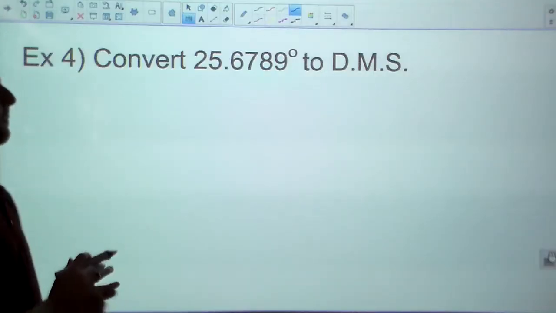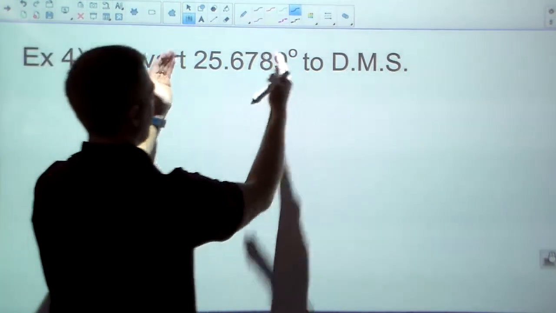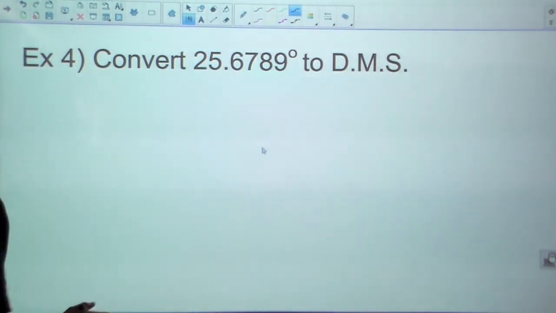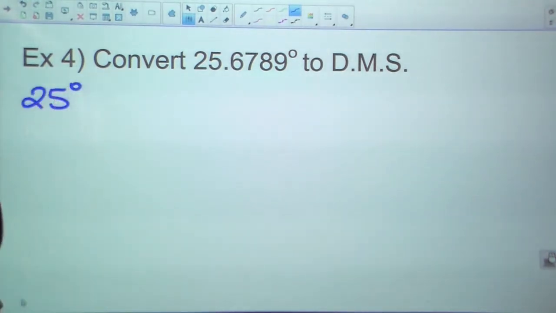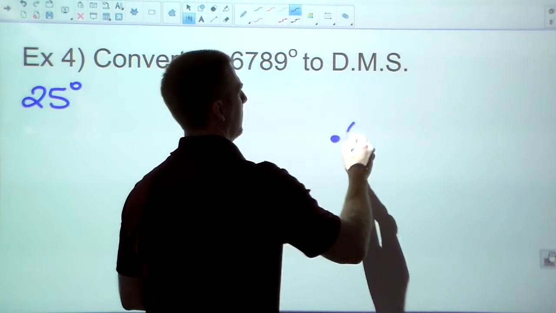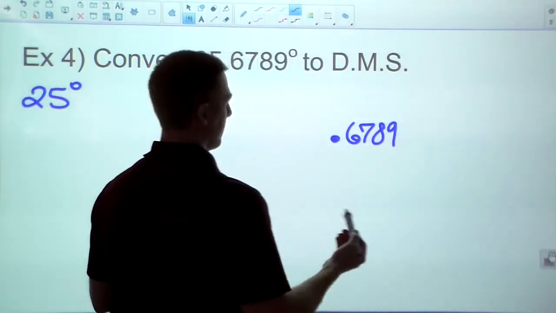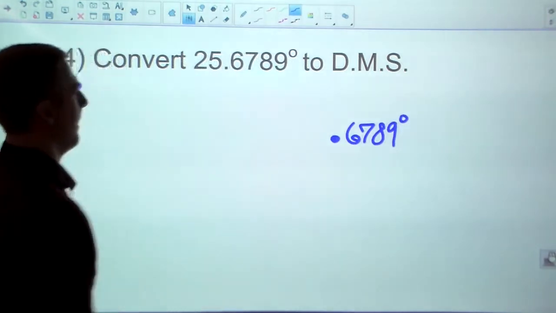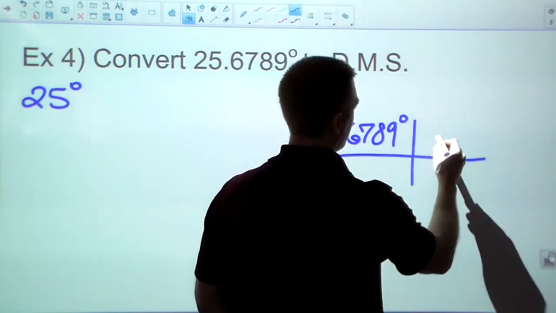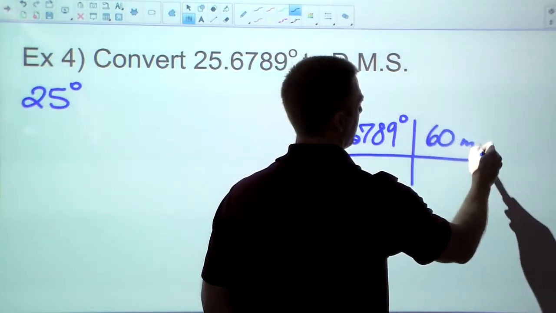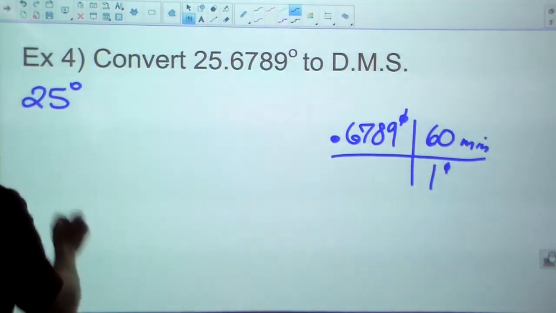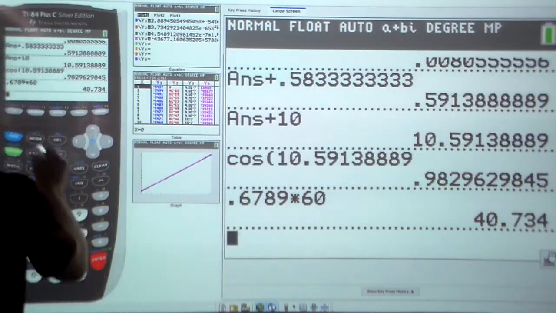On this example, we're going to go the opposite direction. We're going to start with a decimal amount of degrees, and we want to go to degrees, minutes, seconds. Now, I'm not taking cosine or anything like that. I'm just converting. So 25 degrees, that's the easy part. Now you've got to take your 0.6789, and that's still in degrees at this point because you had 25 full degrees and that much of another one. And I'm going to take that and go to minutes. So there are 60 minutes per 1 degree. That way the degrees cancel out. So basically I'm just multiplying by 60. Once I do that, I get 40.374.